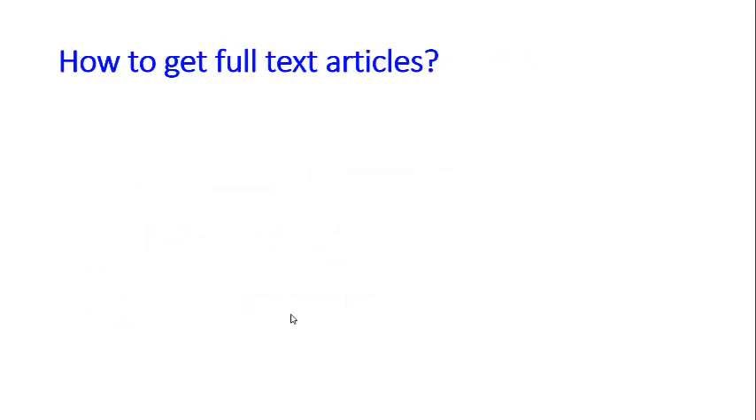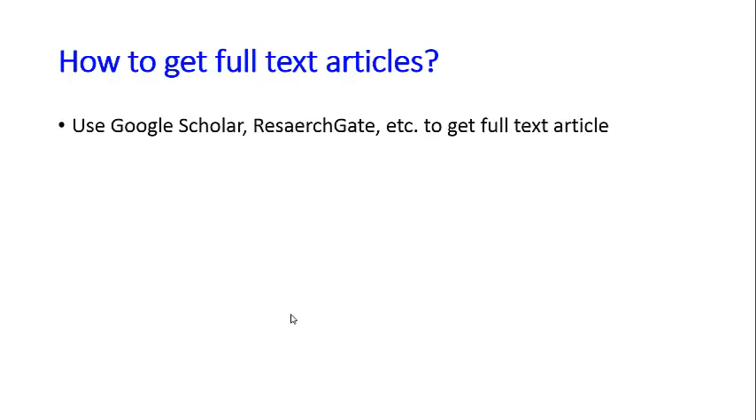Another common question which a student will have while doing literature search is how to get full text articles, because quite often when you do a literature search you would get the abstract, but if you are interested in that article more, then you would naturally look for the full text. So what are the sources? To start with, you can use Google Scholar and ResearchGate, which is another wonderful platform where researchers share their research work, and you can get full text articles.